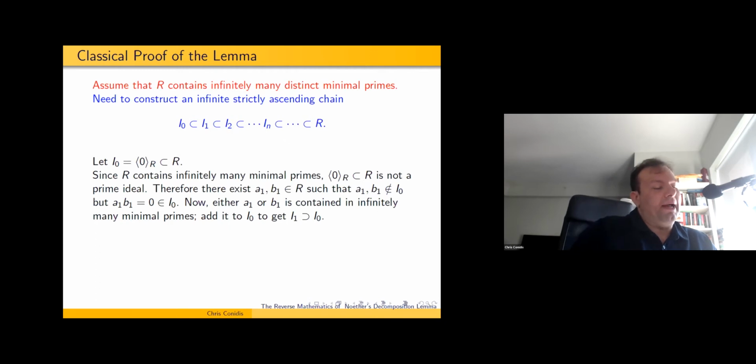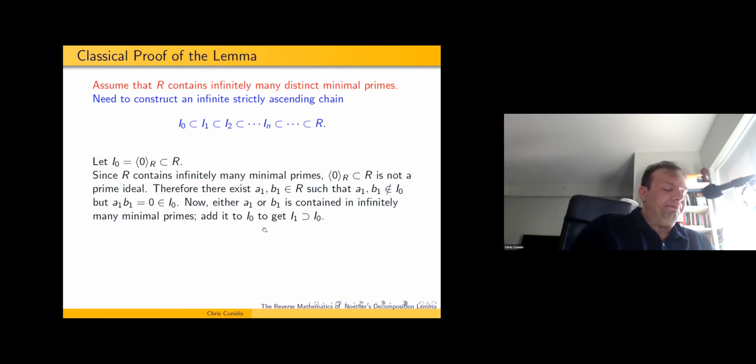each one of these minimal prime ideals. And so we have infinitely many distinct minimal primes. So for one of these two elements, either A1 or B1, one of those two things has to be contained in infinitely many minimal primes. And so you choose the ring element, either A1 or B1, that belongs to infinitely many minimal prime ideals, and then you add it to the initial ideal I0 to get I1.